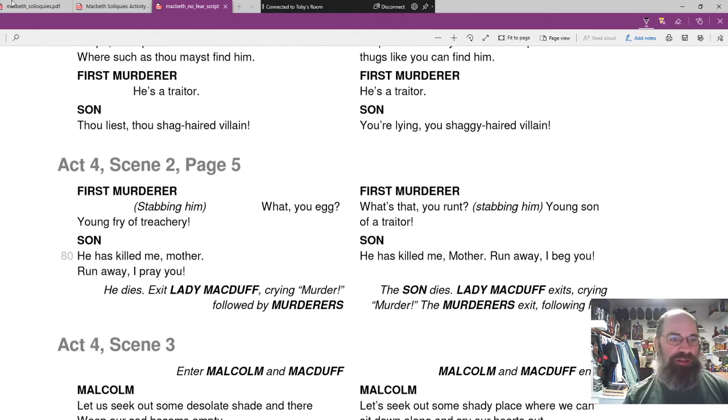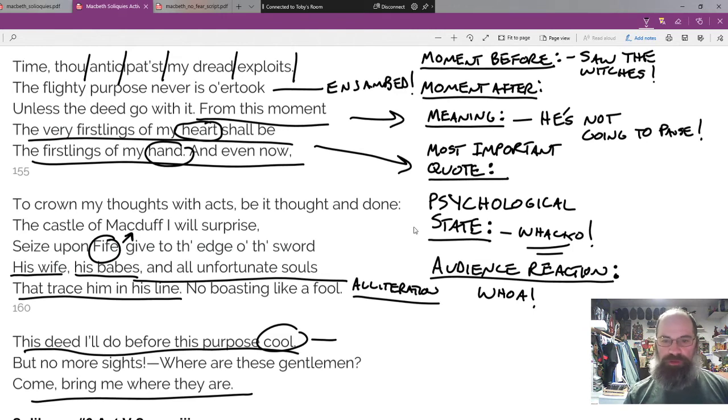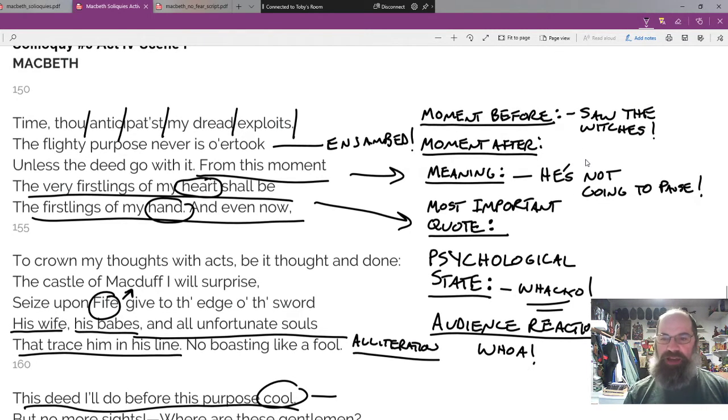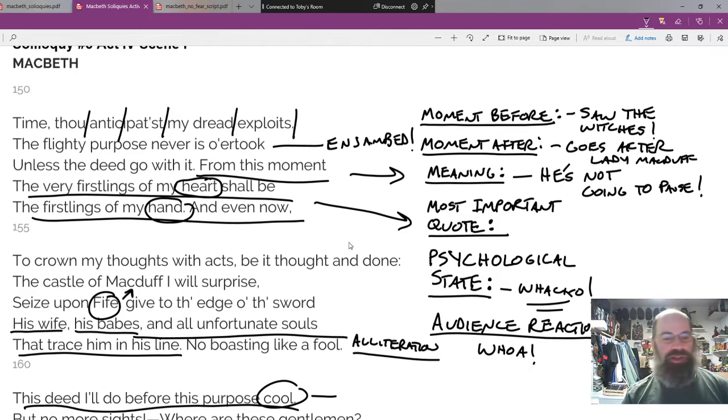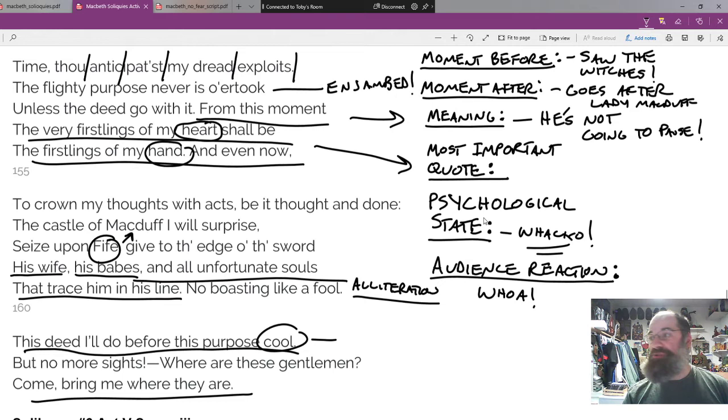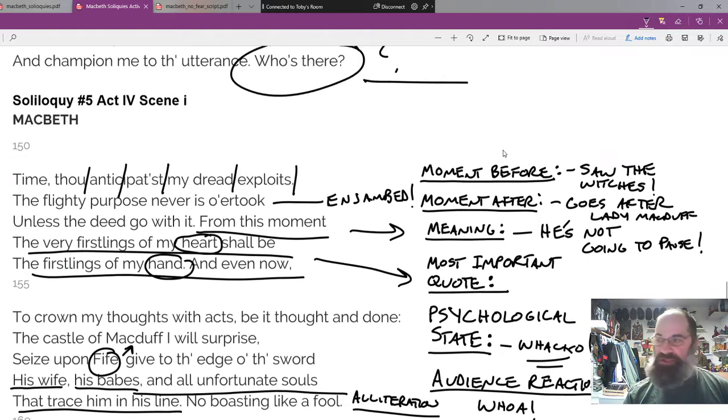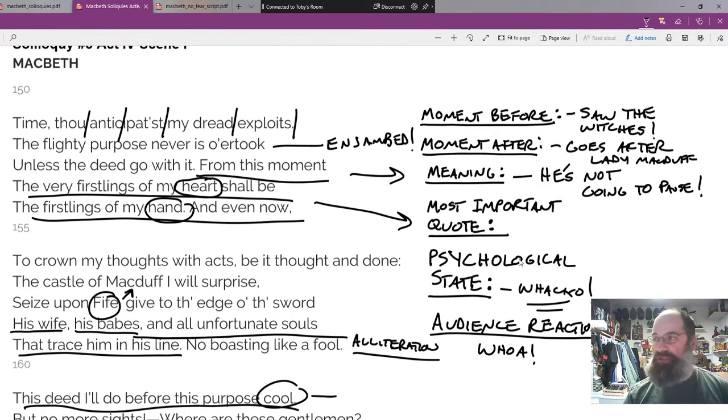That's essentially what happens. So what's the moment directly after? He sends for messengers, and then he goes after Dycus. He goes after Lady Macduff. So basically in this speech, he says he's going to do it, and then he goes and does it. And you can really see Macbeth's psychological state. He has totally melted down.